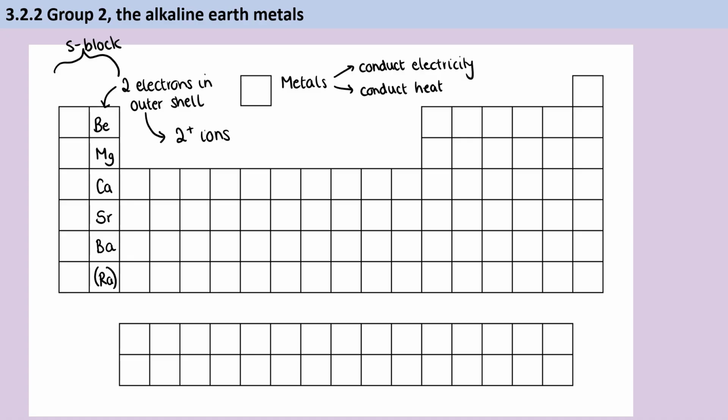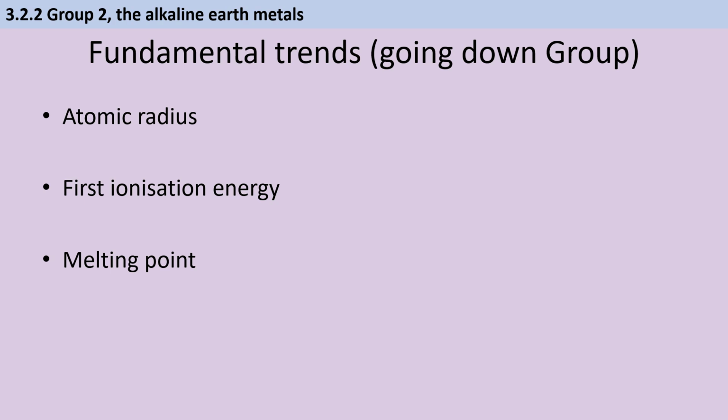The alkaline earth metals are found in group 2 of the periodic table, which is part of the s block. They have 2 electrons in their outer shells and therefore they make 2+ ions, which is important for you to remember when you're creating symbol equations involving them. Because they're metals, they conduct electricity and they conduct heat.